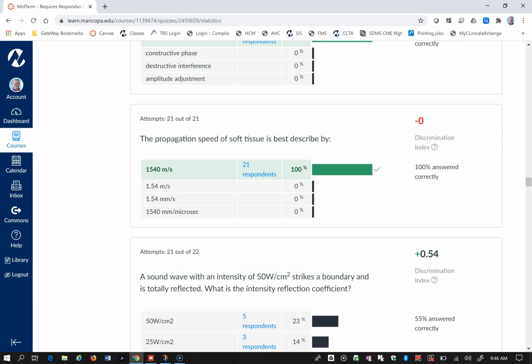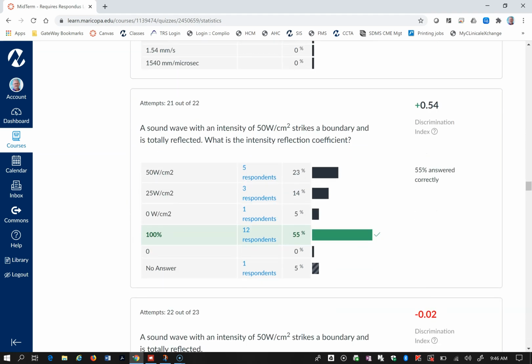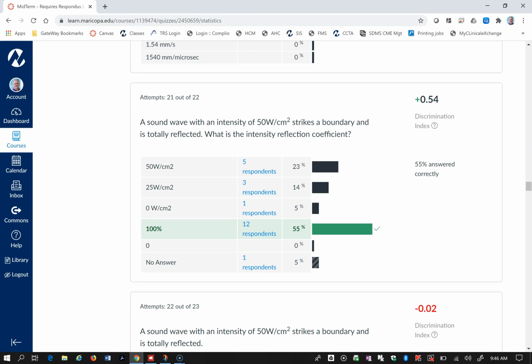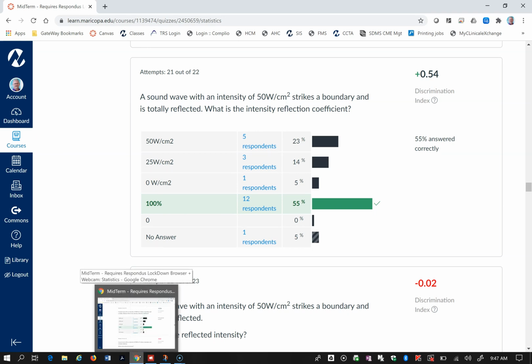The propagation speed of soft tissue is best described by 1540 meters per second. That's the same as 1.54 millimeters per microsecond, or 1.54 kilometers per second. There's all different ways of saying the same thing. Next question. A sound wave with an intensity of 50 watts per centimeter squared strikes a boundary and is totally reflected. What is the intensity reflection coefficient? If it is completely reflected, it is 100% reflected, and therefore 100% is the correct answer.